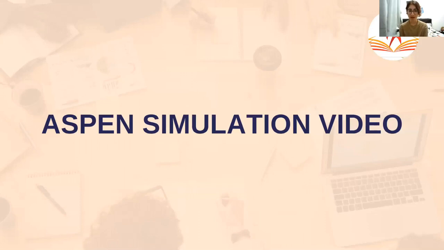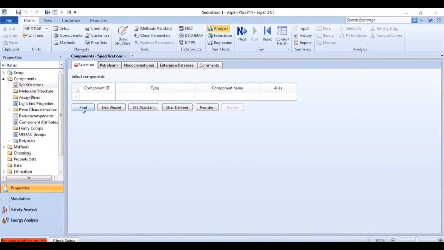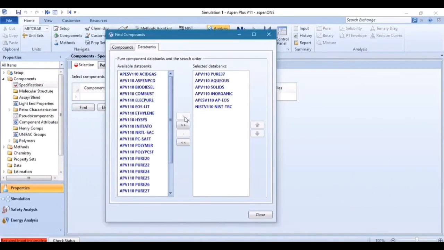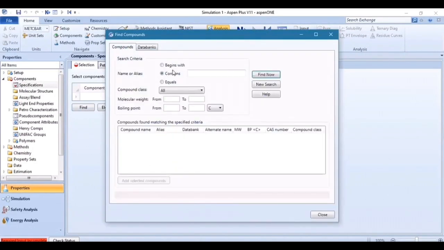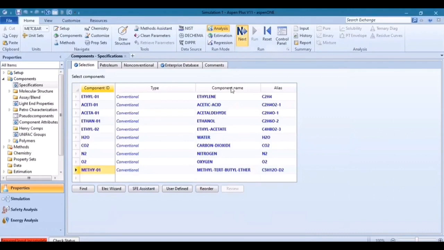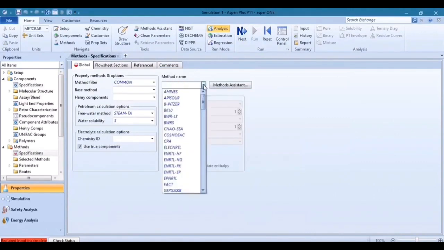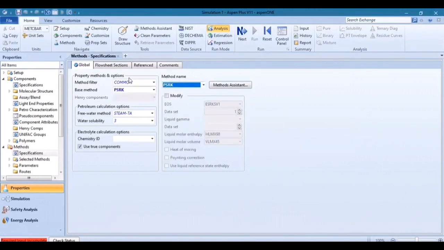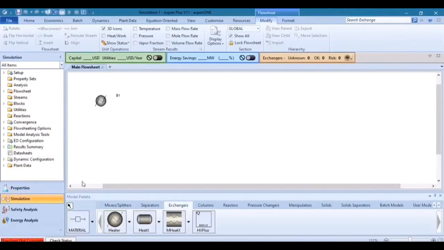Now we will proceed with our Aspen simulation video. For Aspen simulation, the first thing is to input all the substances into the simulation. Make sure to choose all the formulas correctly. For example, the first input is ethylene. Click Next. And here we choose PSRK as base method. Next, we move to the simulation.